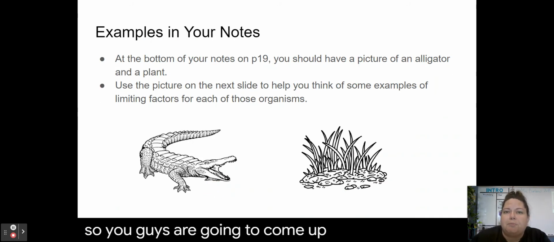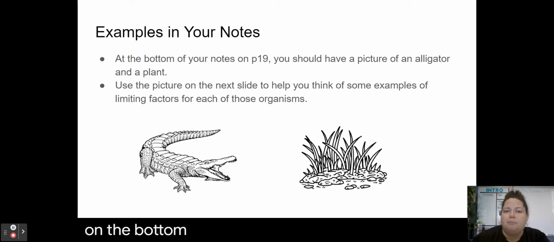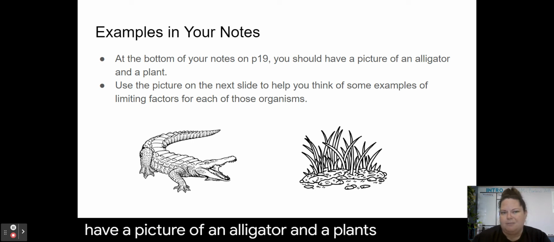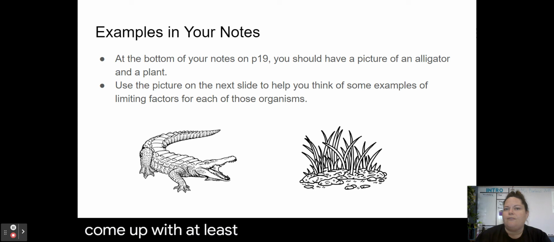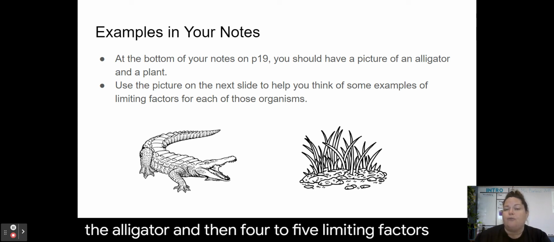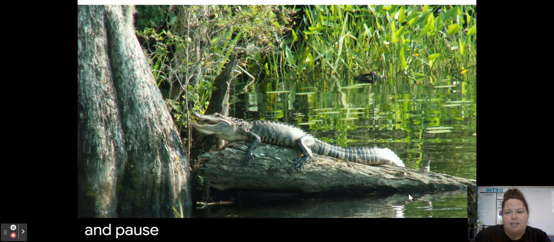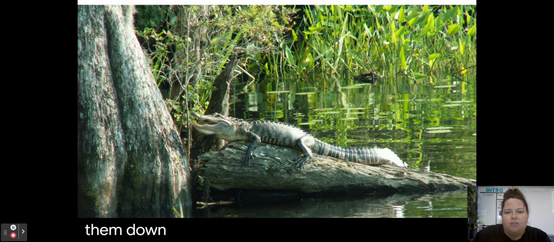All right, so you guys are going to come up with some of your own examples for limiting factors. This is on the bottom of your notes on page 19. You should have a picture of an alligator and a plant, it's probably like some grasses. Use the picture on the next slide, so pause when I get to the next slide, and see if you can come up with at least 4 to 5 limiting factors for the alligator, and then 4 to 5 limiting factors for the plant in this ecosystem, okay? Here we go. Go ahead and pause it. Just kind of look around at the pictures, see if that gives you any ideas, any clues, and write them down in your notebook.